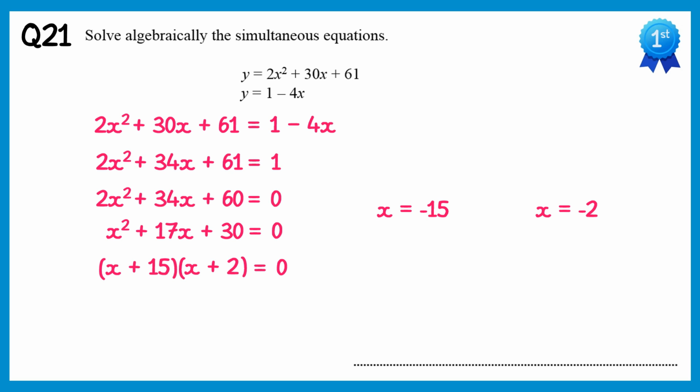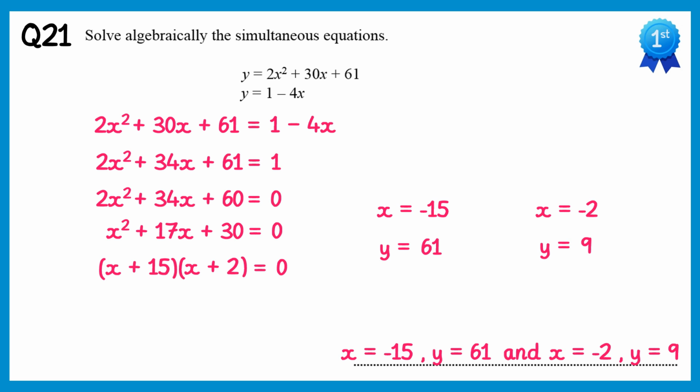You now need to get the corresponding y values by substituting these x values back into one of the equations. I think the bottom one's probably easier, so y equals 1 minus 4x, y equals 1 minus 4 lots of negative 15, which gives you 61, and also y equals 1 minus 4 lots of negative 2, which gives you 9. So our solutions are x equals negative 15 with y equals 61, and also x equals negative 2 with y equals 9.